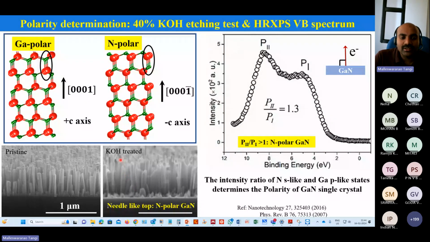If we etch these nanowires using KOH, if they have needle-like shapes, it will be nitrogen polar. If they have flat surfaces like pristine nanowires, it will be gallium polar. Since we obtain needle-like shapes, we confirm that it is a nitrogen polar crystal. And also the valence band studies corroborate that it is nitrogen polar material.